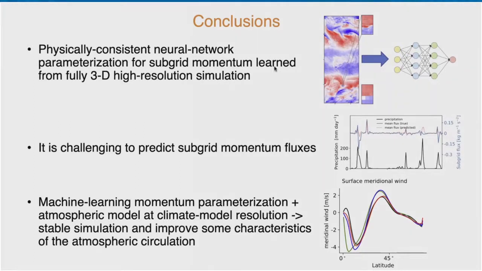So basically, in the first part, I talked a bit about how we can achieve a physically consistent neural network parameterization for subgrid momentum, learning from a fully three-dimensional model, where we are modeling fluxes and not tendencies, which allows us to guarantee a conservation of momentum. I showed that it's pretty challenging to predict subgrid momentum fluxes, mostly because it's very difficult to determine the sign of these subgrid momentum fluxes. We can easily identify convecting events, but not necessarily identify the sign of convective momentum transport. And we even implemented the parameterization online and showed that it improves some features of the simulation. So with this, I want to end and thank you for listening.